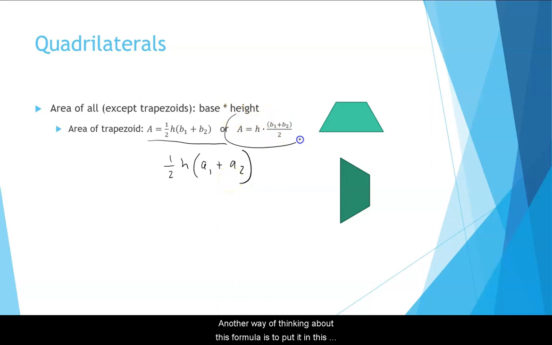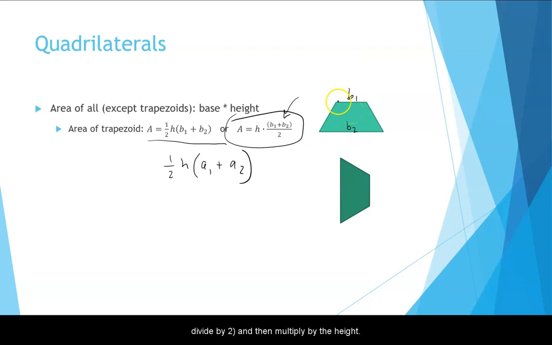Another way of thinking about this formula is to put it in this form here, which I actually like more, because it's easier to see that we're taking the average of the two bases, base 1 plus base 2 divided by 2, and then multiplying that by the height. So if this is base 1 and this is base 2, we add them, divide by 2, and then multiply by the height. And the height is not the slant height here. The height is instead an altitude. That's the distance between the two parallel sides.